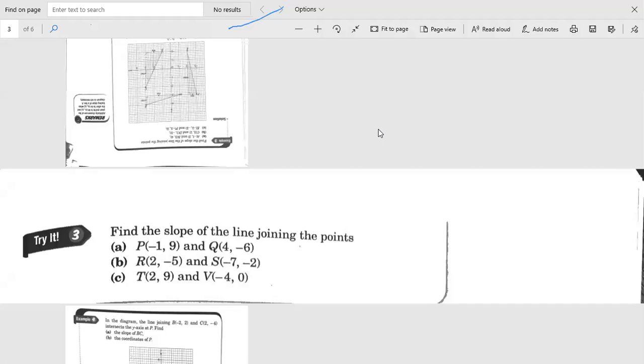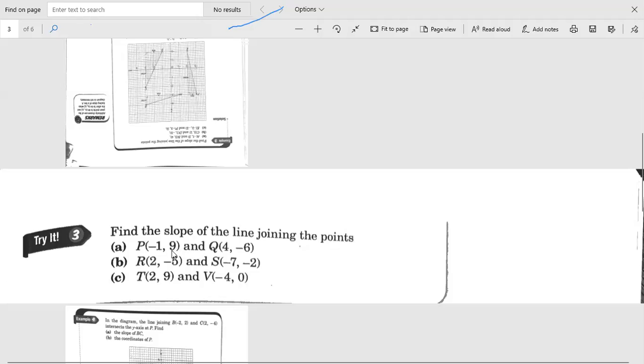Hassan, can you share your thought to everyone? How do you get -1? What I did was 9 minus -1 is positive 10.